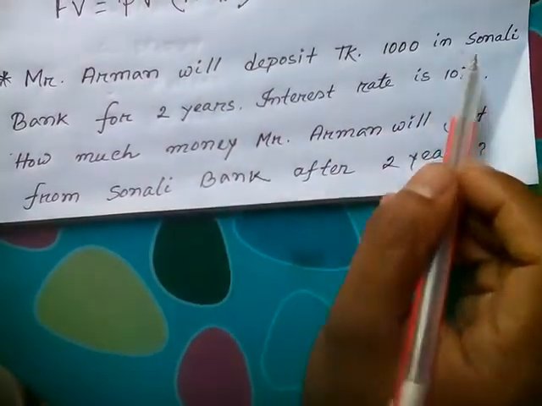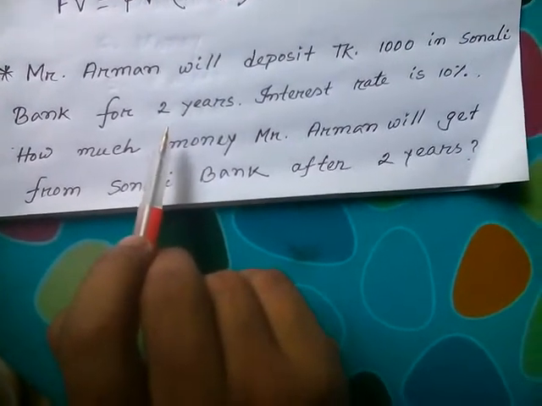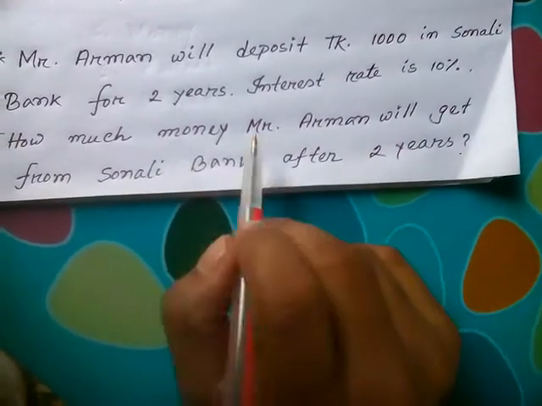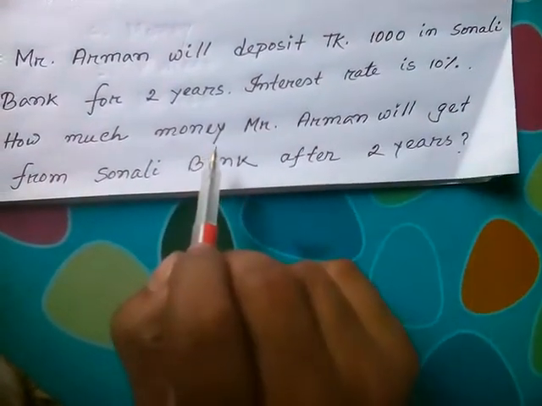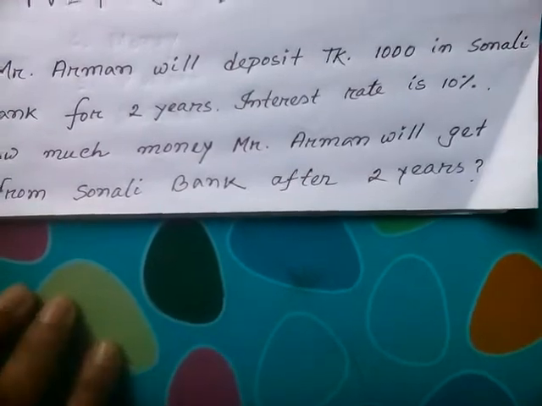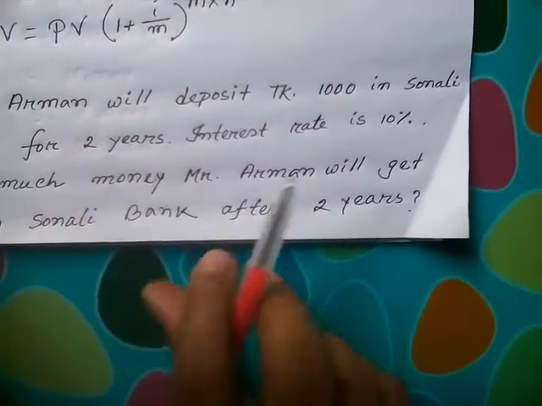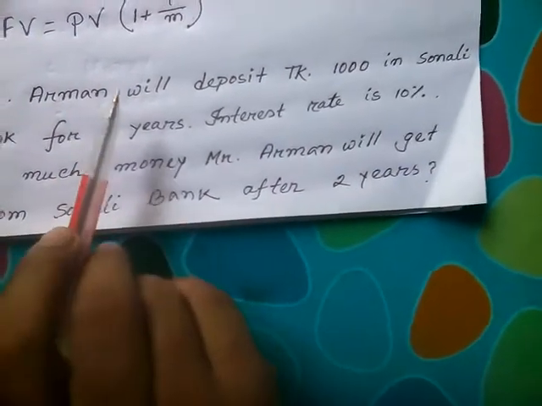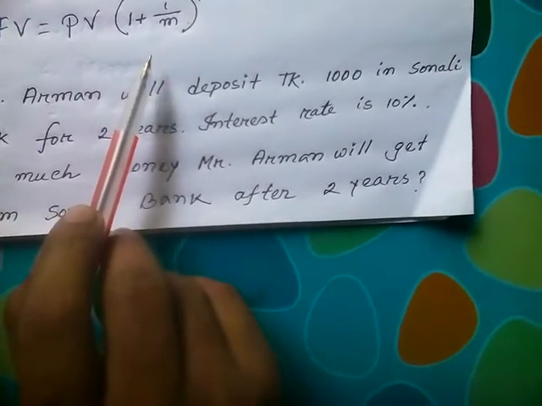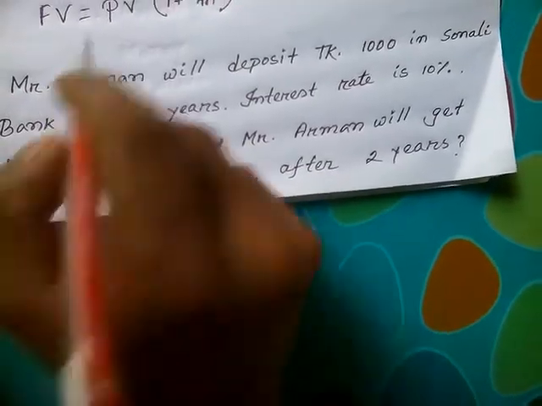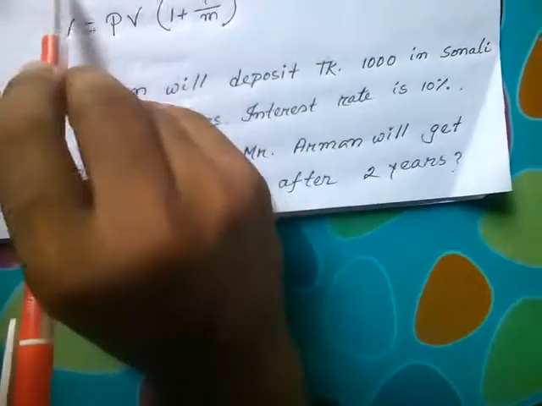Okay, in this question, Mr. Arman will deposit taka 1000 in Sonali Bank for 2 years. That means he will deposit this amount for 2 years, and after 2 years he will withdraw this amount, and interest rate is 10%. How much money will Mr. Arman get from Sonali Bank after 2 years? Okay, here number of compounding is not written, and that's why we will consider this is yearly compounding. And if it is yearly compounding, we will apply this formula, FV equals PV into 1 plus I to the power N.